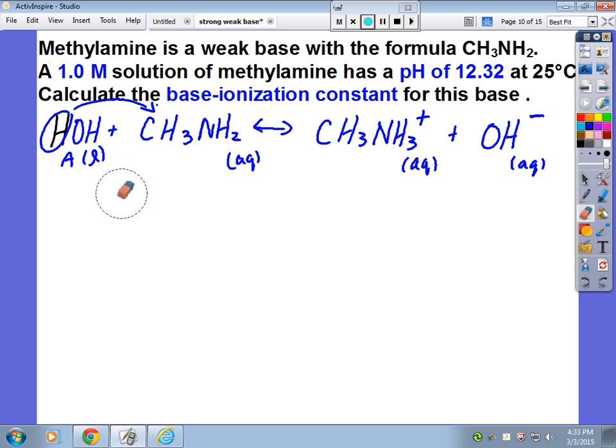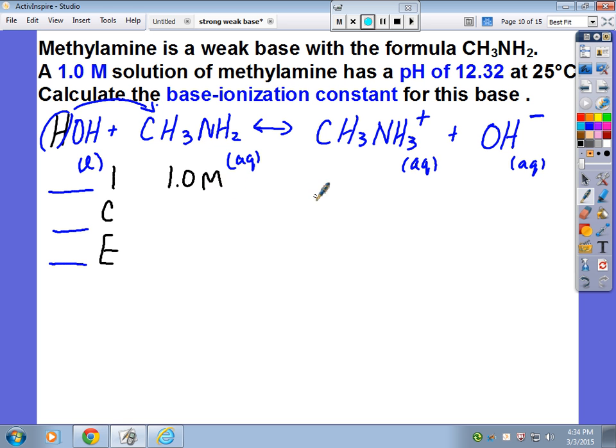So, let's go ahead and look at this closely. What do we have to do here? What are your steps? Write your ICE. What do you have? You have a 1 molar solution of this. You have none of this and none of this. This is going down by X. This is going up by X.